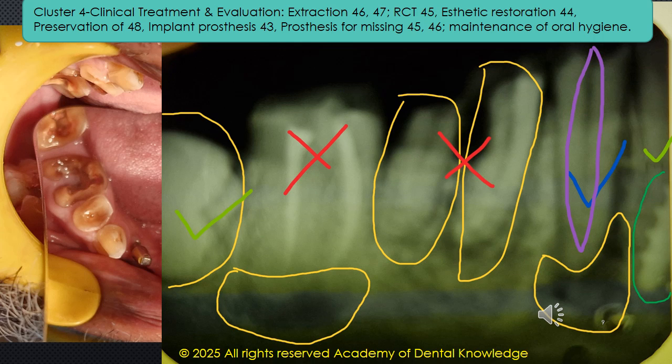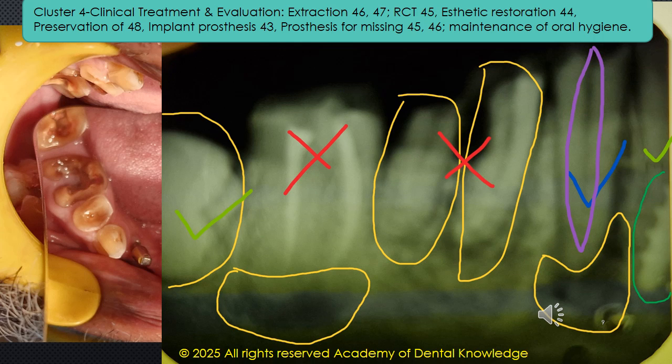After cluster 3, we will land up in cluster 4, which is clinical treatment and evaluation. The treatments advised are extraction of 48 and 46, root canal treatment or extraction of 47, root canal treatment of 45, aesthetic restoration of 44, implant prosthesis replacing 43, superstructure, prosthesis for missing 45 and 46, and maintenance of oral hygiene.